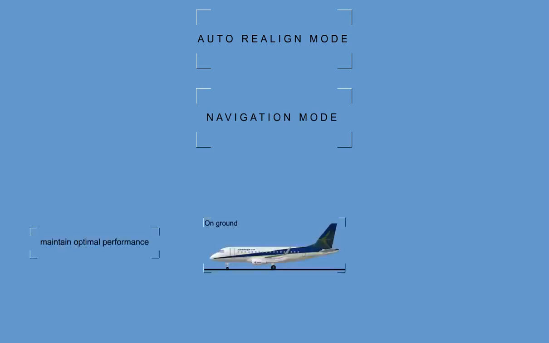Auto Realign Mode. The Auto Realign mode is performed in conjunction with the navigation mode when the airplane is stationary to maintain optimal performance and automatically realigns the micro IRU between flights. Navigation mode. When the IRS enters into the navigation mode, it will remain in this mode until the system is turned off.